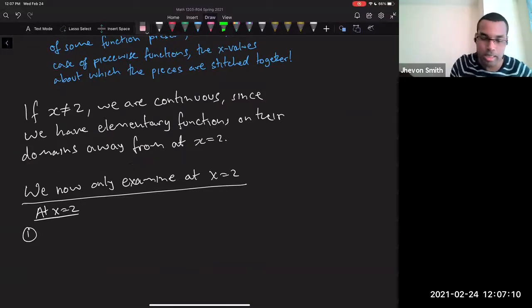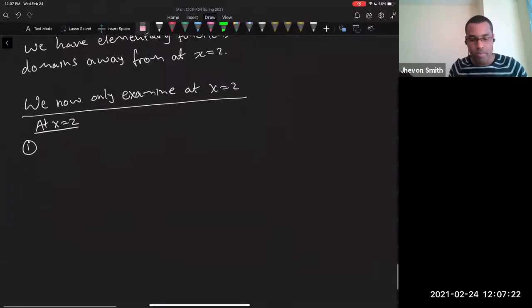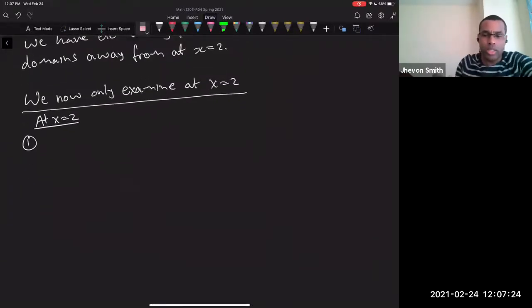So you're going to just make a statement that you've considered all options for x not equal to 2. You determined that it was fine because you're looking at elementary functions. And so now you're only going to examine at 2, right? So let's examine 2.